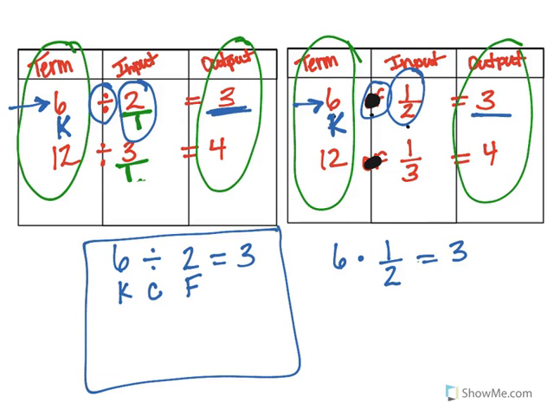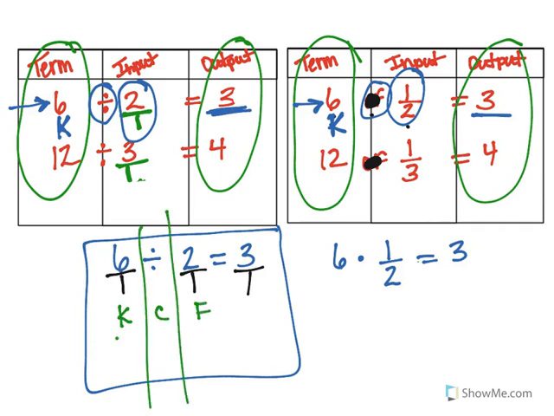Now, let's make them look like fractions first. I want everything to look like a fraction. 6 over 1. If it's a whole number, put it over 1. 2 over 1. 3 over 1. Guys, it still says 6 divided by 2 equals 3, except I'm making them look like fractions. All right, now that they're fractions, I'm going to go ahead and keep, change, flip.